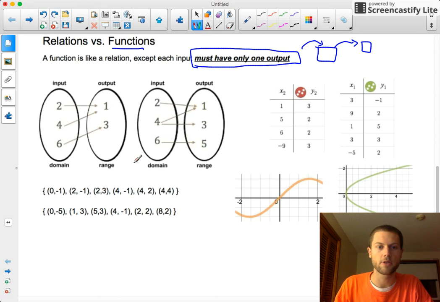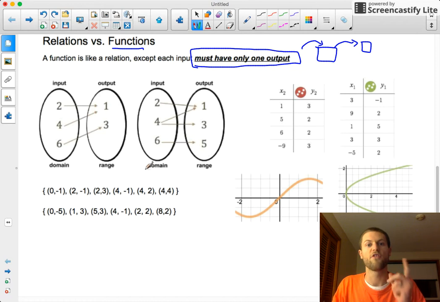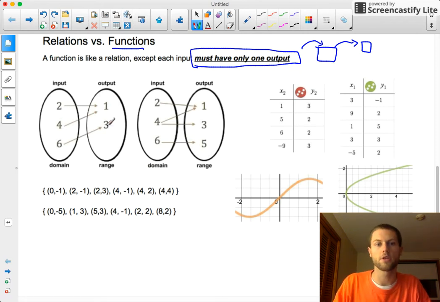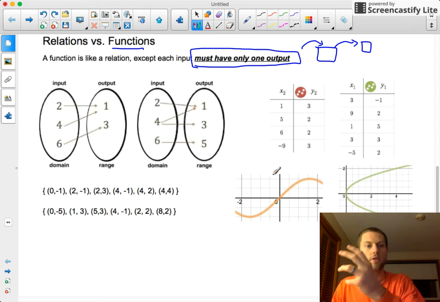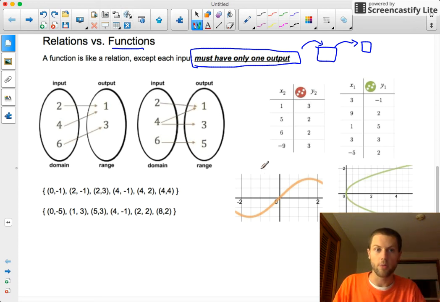Here are some examples of relations and functions. In each pair here, there is one function between the two relations. All of these things are relations because they're a set of inputs matched with a set of outputs, but only some of them will be functions. So let's talk about why that is. Let's take a look at my maps first. What I'm going to do is look at the inputs and see how they map to outputs.